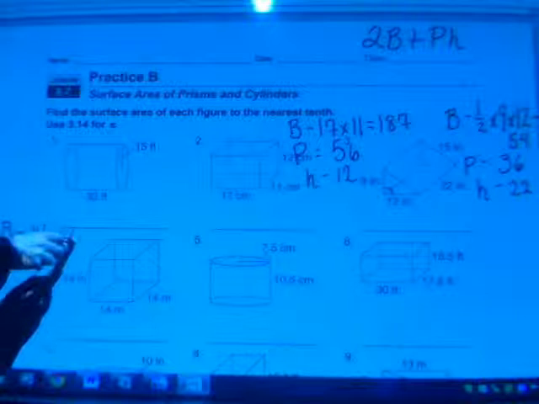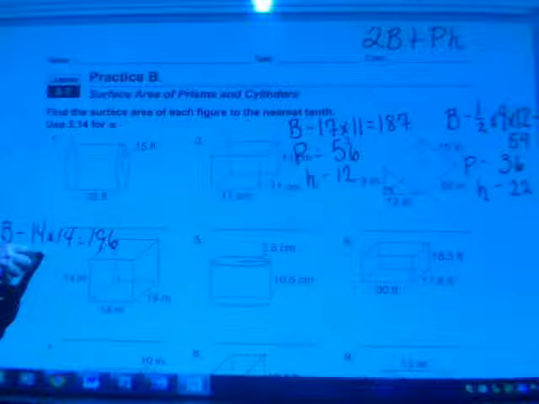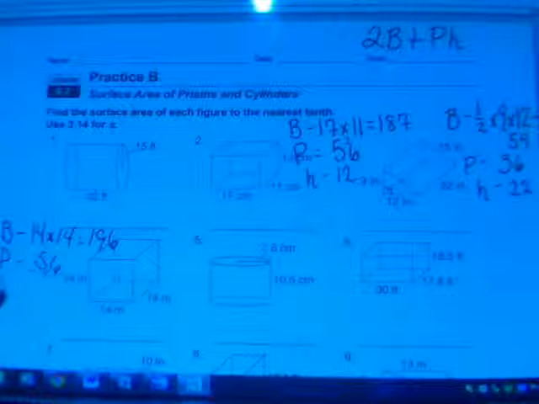All right, number 4 is a perfect cube, 14 by 14 by 14. That shouldn't be too bad. Area of the base, that's going to be 14 squared. Length times width, 14 times 14, which I believe is 196. Yes, it is. Perimeter of the base is what you get when you add up the 4 sides going around the bottom. Well, they're all 14, so 14 plus 14 plus 14 plus 14, which is another 56. And H is how tall the entire shape is, and that's 14 as well.